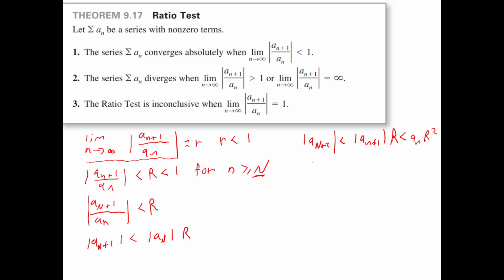Right? And now if you do the same thing for a sub n, if you substitute in n plus 2 for n right here, then you get the absolute value of a sub n plus 3 is less than the absolute value of the term before it, which is a sub n plus 2 times r. And if you go to this inequality right here, this should be a capital N. And this should be a capital N.